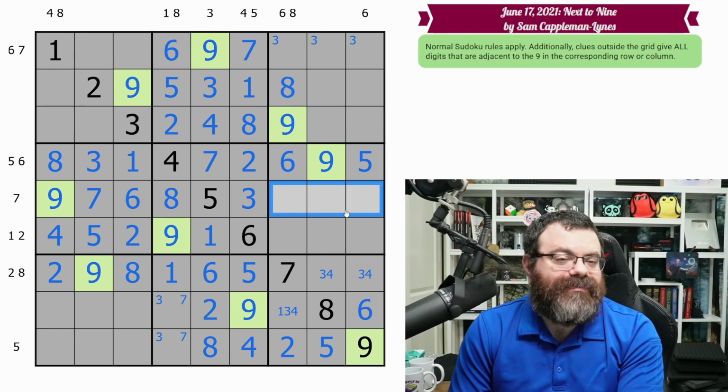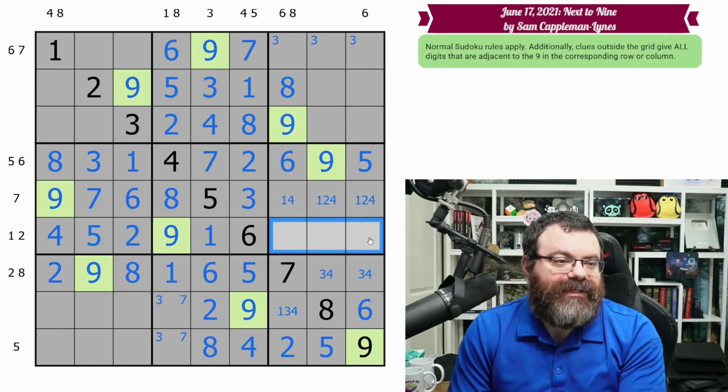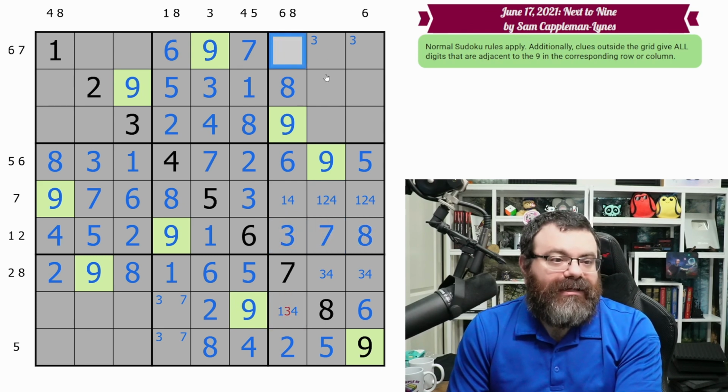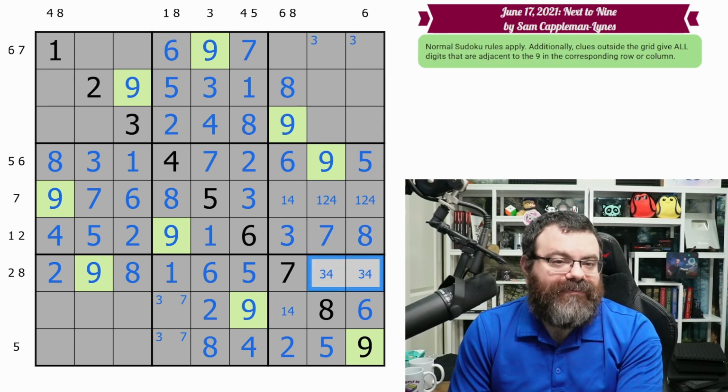I think I want to do these triples. We need a 1, 2. And we need a 4. That's not 2. And down here we need a 3, 7, 8. So that's our 3. That's our 7. That's our 8. So that cannot be 3. 3 is one of these two.